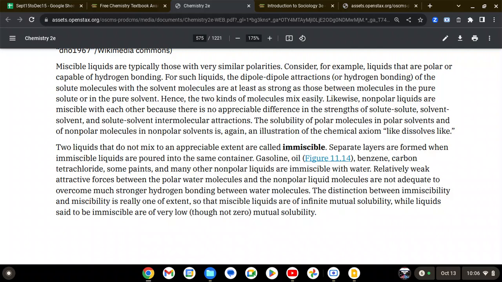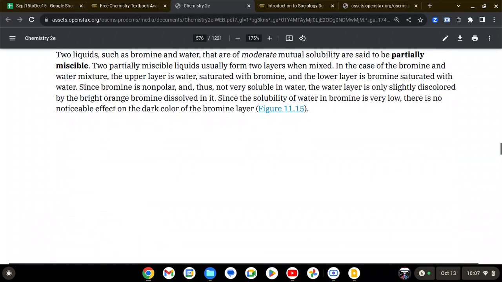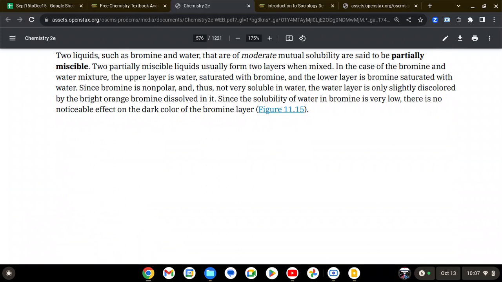The distinction between immiscibility and miscibility is really one of extent, so that miscible liquids are of infinite mutual solubility, while liquids said to be immiscible are of very low, though not zero, mutual solubility. Two liquids, such as bromine and water, that are of moderate mutual solubility are said to be partially miscible. Two partially miscible liquids usually form two layers when mixed.